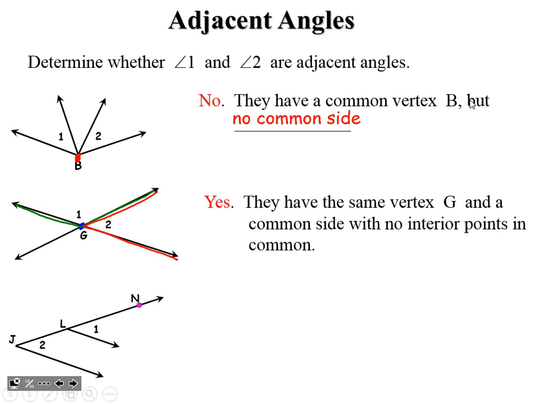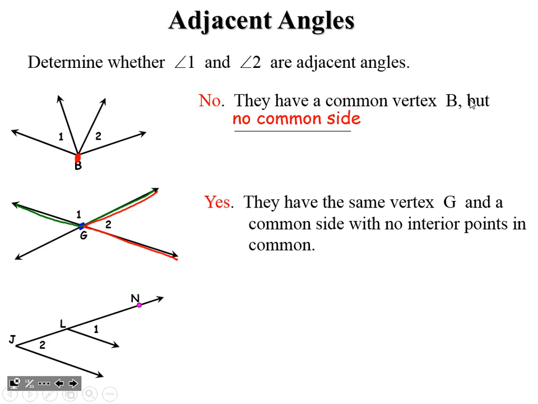Going through those two parts, do they share a vertex? No. If they don't share a vertex, they can't have a common side, and they can't have a common vertex.